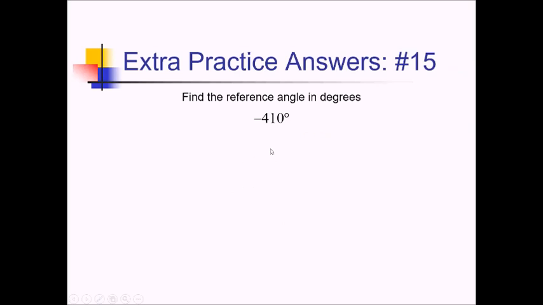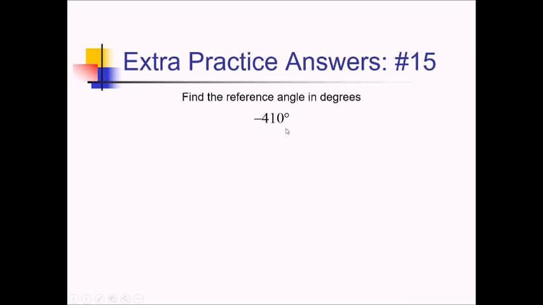For this problem, trying to figure out the reference angle for negative 410 degrees. Now there's a long and a short way to do this. The long way to do this is to keep adding 360 until you have a positive angle, and then do some more subtraction until you get your reference angle. Here's a slightly faster way.